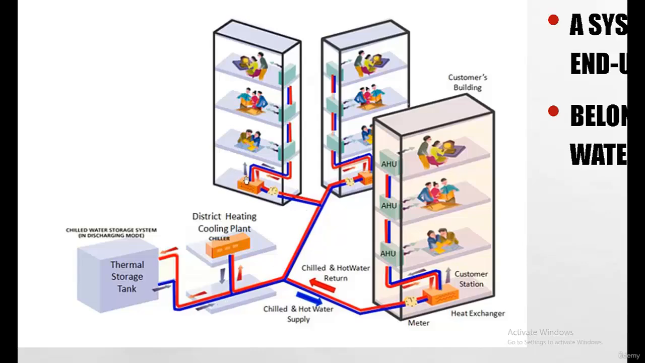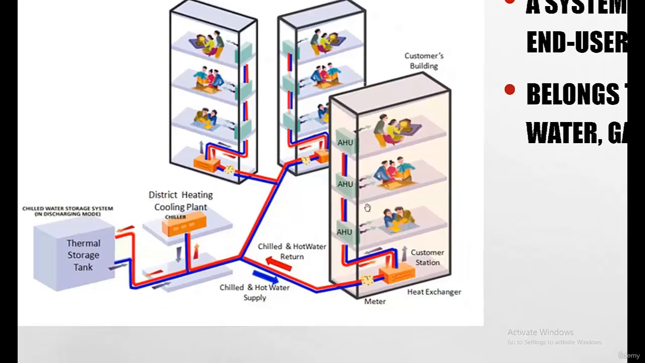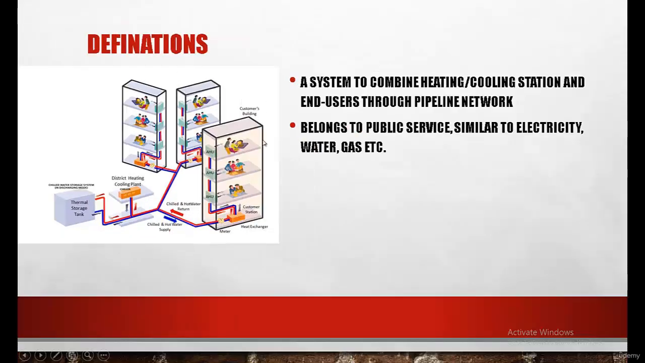Here you see a customer station of each building. From this customer station, with the help of a pump, they can supply water to each air handling unit or fan coil unit placed in the whole building. Similarly, in different buildings we supply water in this way, and when we supply this cold water, it can cool the air in the building. In this way we can supply hot water and cold water to whole buildings.